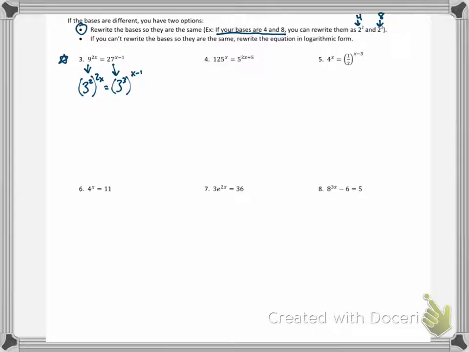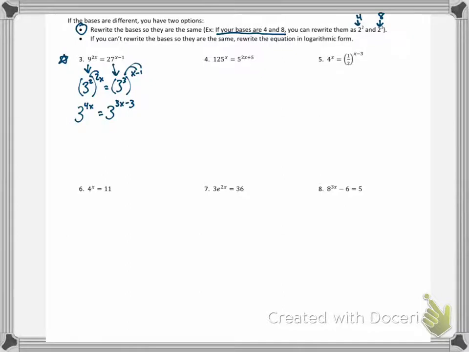Once we do that, basic exponent property: if you have exponents that are piggybacked, all you do is distribute them to each other. So if I have 3 squared to the 2x, I multiply the 2 and 2x. It becomes 3 to the 4x. If I have 3 cubed to the x minus 1, I take the 3 and multiply it by the x and the negative 1. That becomes 3 to the 3x minus 3 power. It's the exact same problem as what we started with, but now we have the same base, which makes this solvable like we saw in examples 1 and 2.